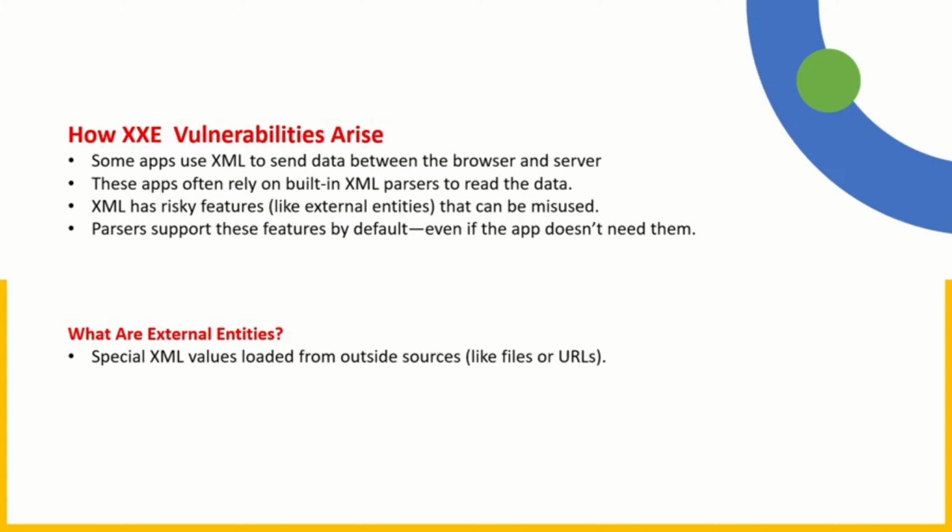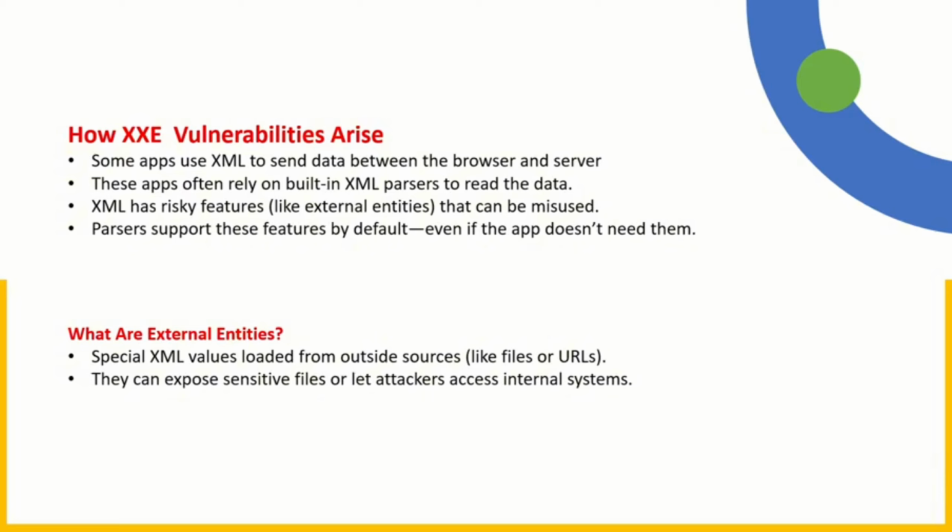Let's see what external entities are. An external entity is a special XML feature loaded from outside sources like files or URLs. They can expose sensitive files or let attackers access internal systems.